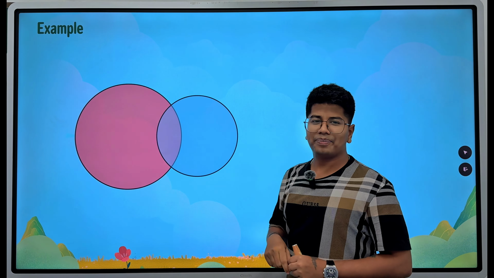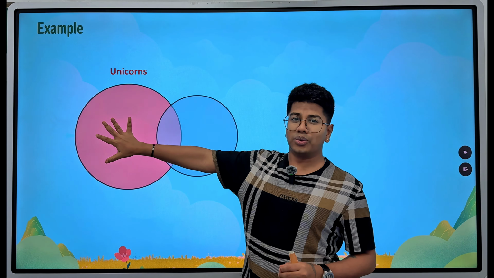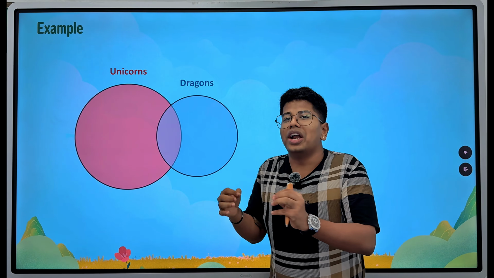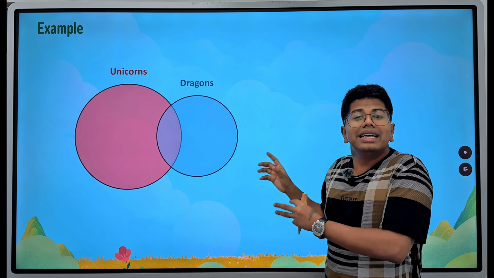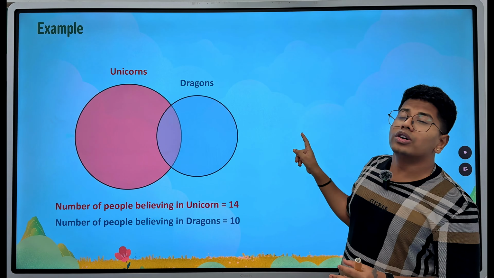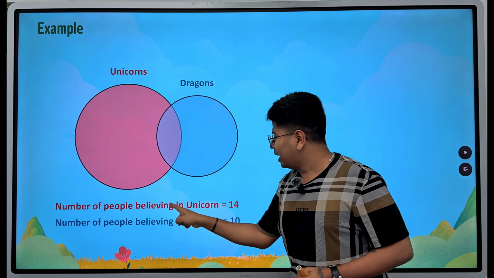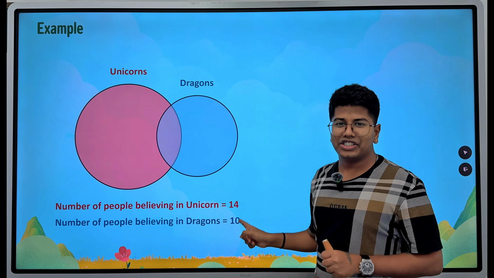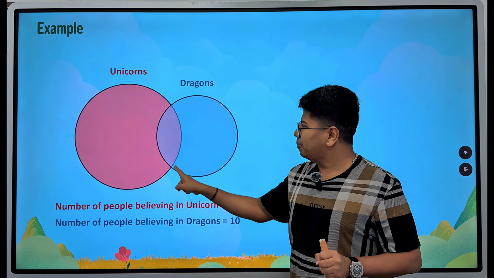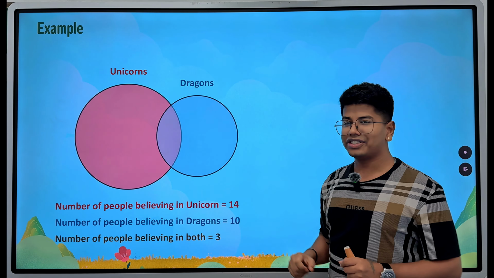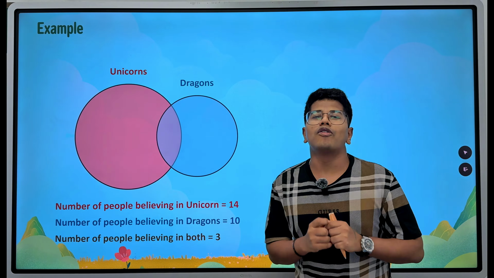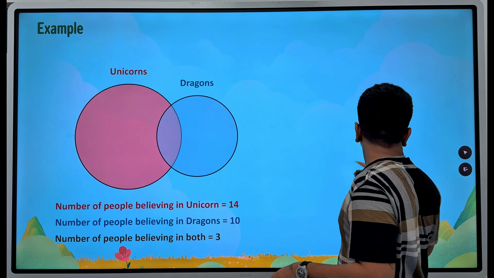So let's just say, what if I say this is the students believing in unicorn and this is for dragon. And now let's try to use real numbers to understand the question. The real number looks like people believing in unicorn is 14 and people believing in dragon is 10 and there is people believing in both, let's say, is 3. Now I have to find out what is the total number of students here. So let's just check here.